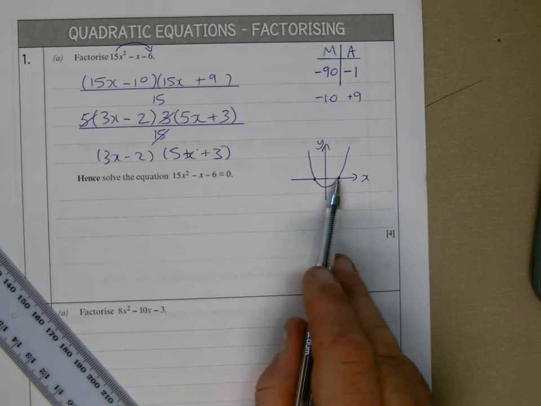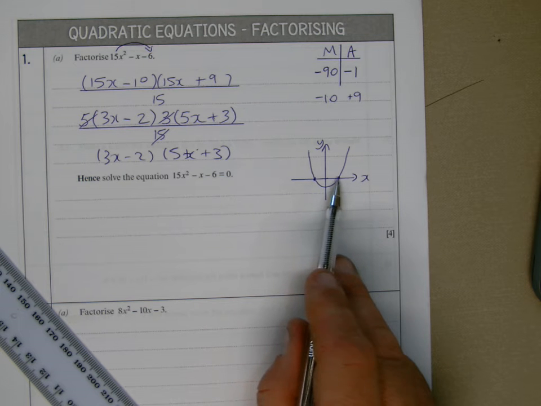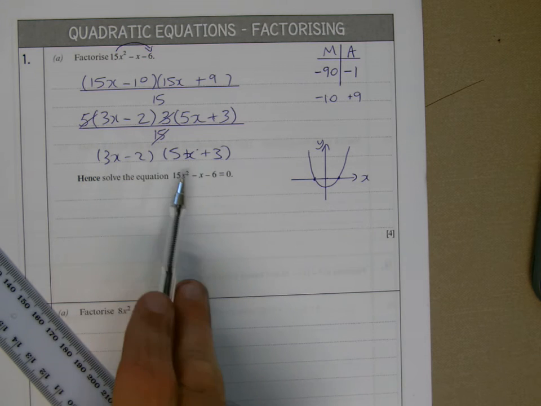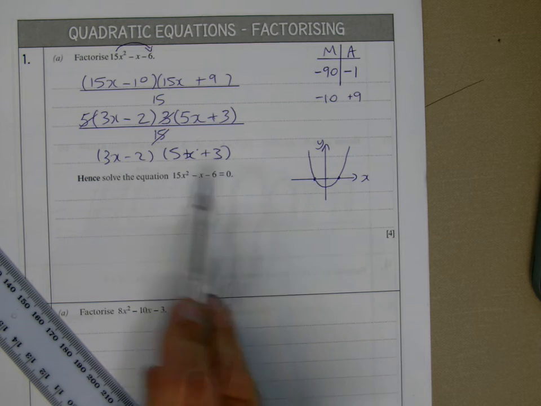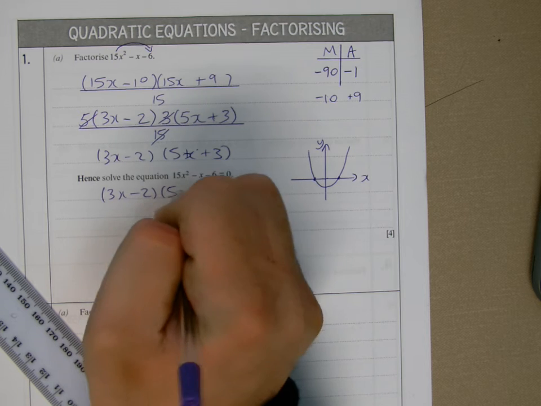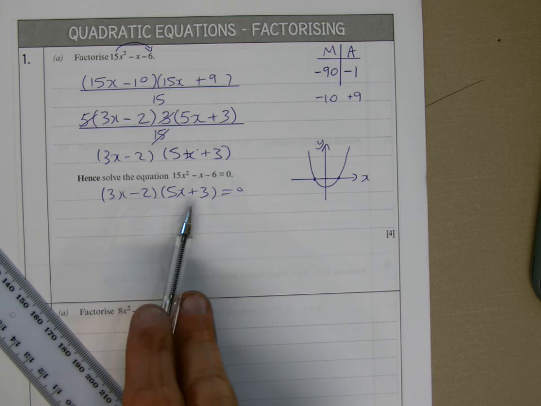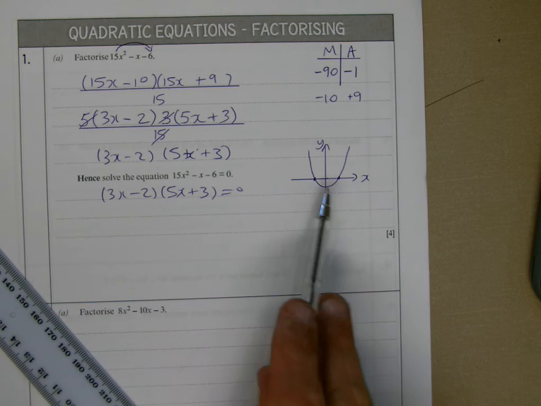What's important when it cuts the x-axis is, if you think about it, y is 0, isn't it? So if you thought about those coordinates, the y value would be 0. The x values, we can actually work out by this method here. So when it says, hence solve this equals to 0, we're interested in when this curve is 0 at these 2 points. So what we do is we put these two brackets, which we factorized, equal to 0, and we can work out what these x values are.